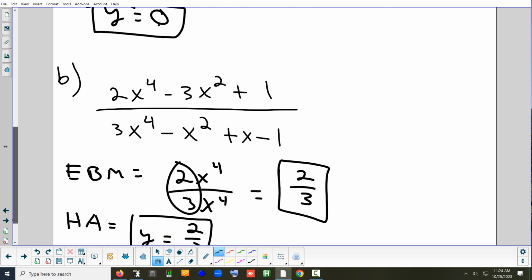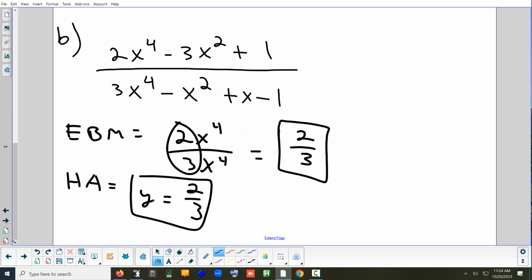What if the top is bigger? If the top is bigger, the simplest thing that can happen is you get a slant asymptote. And then if we start getting more complicated, you could get a quadratic asymptote or a cubic asymptote. You can start getting asymptotes that curve. And we'll do that tomorrow.